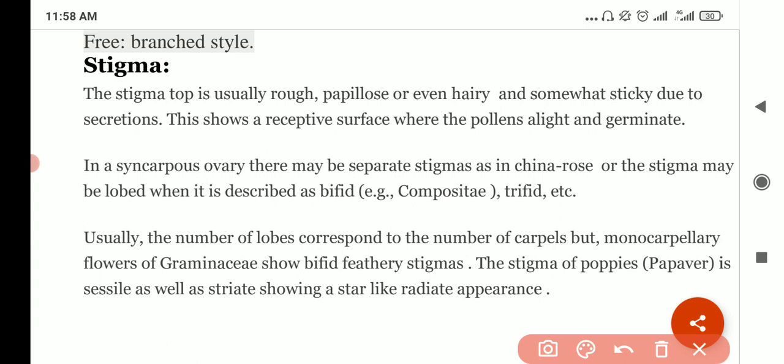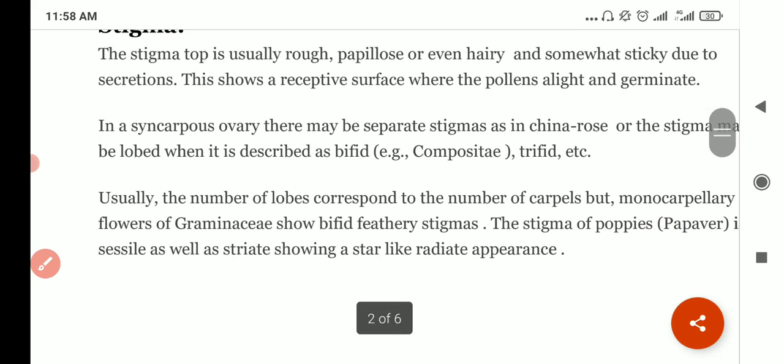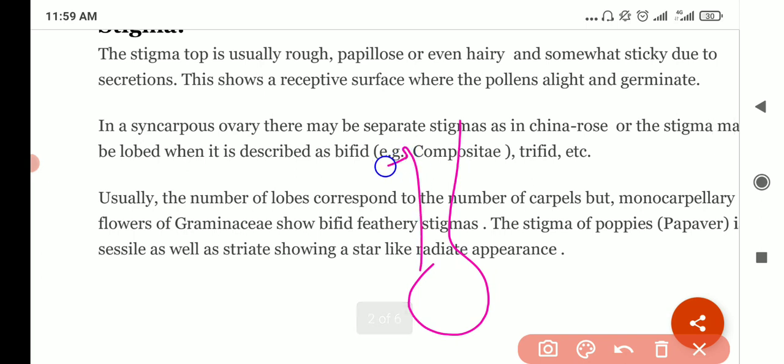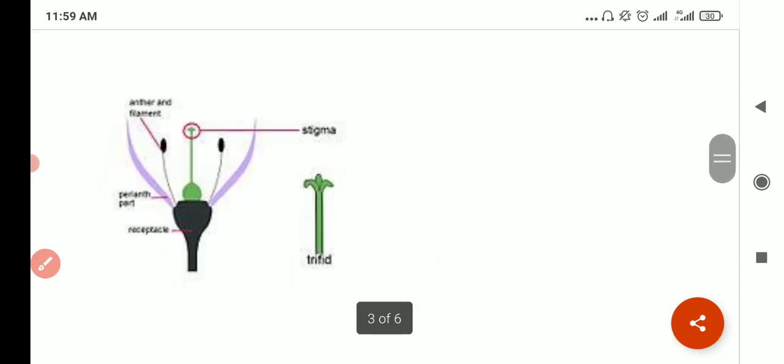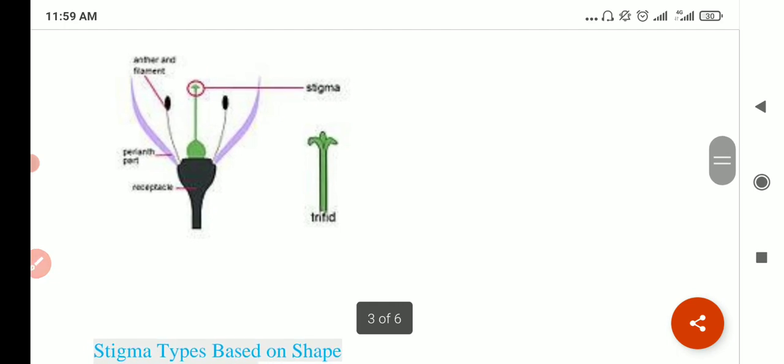Then the stigma of poppies is sessile as well as striate, showing a star-like radiate appearance. You can just Google that; the stigma of the poppy looks like a star. You just Google it, it looks nice. So this is your trifid stigma. There is your stigma.